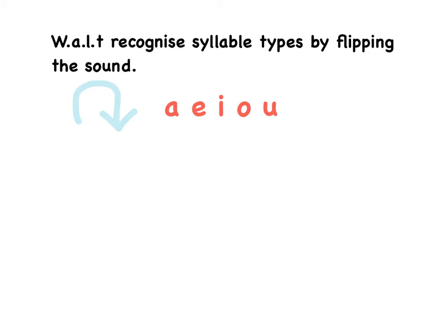When you're trying to work out a new word, you can flip the sound. You can try both the long sound and the short sound. You can think about it like flipping over a coin or flipping over a pancake. You're trying the short sound and the long sound of that letter to see if it makes sense or if it sounds right. So let's have a look at a couple of words.